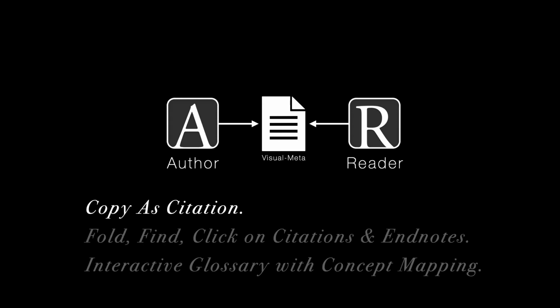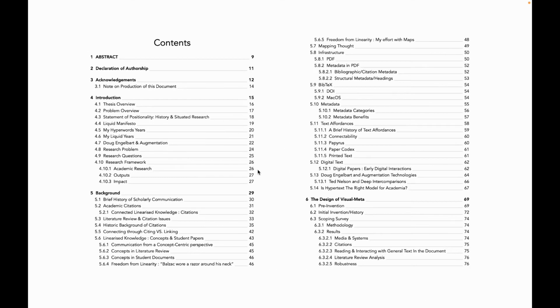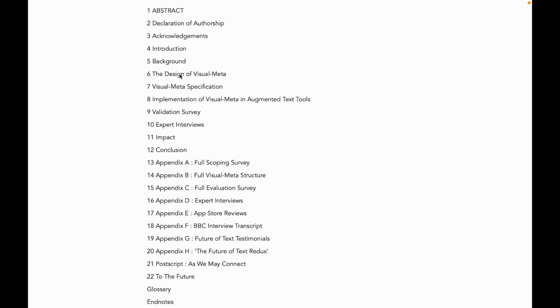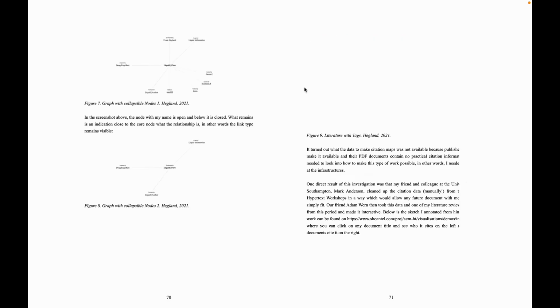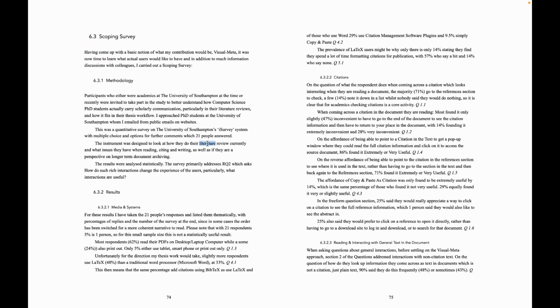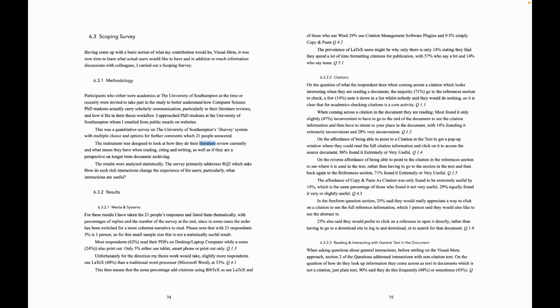We just saw copy a citation. So we're now going to have a look at fold, find, click on citation and endnote. This is in Reader, PDF with Visual-Meta. You can click on a citation to see the full reference information. Click on an endnote for the similar. And you can fold the document into an outline to jump around as you see fit. You can also select text and do Command F to see all the occurrences of that text in the document. You can choose to click on one to jump or Command F to go back out.